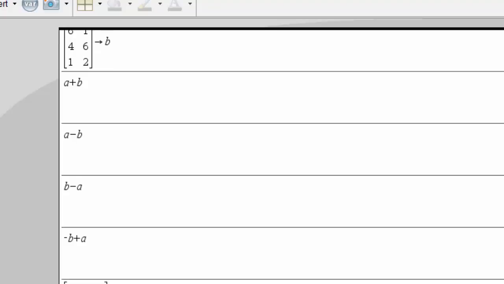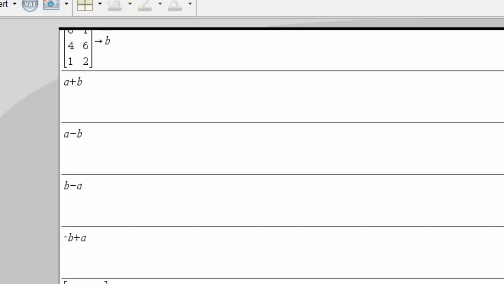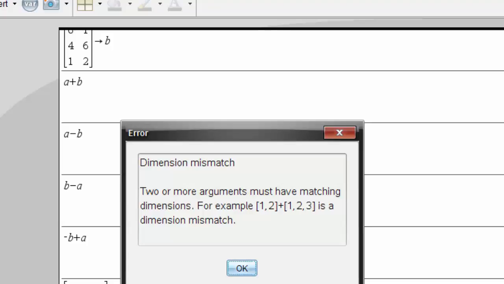Now, C is defined as this. Let's see what happens when we say C plus D. What do you think will happen? Remember, we said in order to add, they have to be the same order. So if you try to add them and they're not the same order, that's what you get: dimension mismatch. There is no result for it. We cannot add them if they have different order.